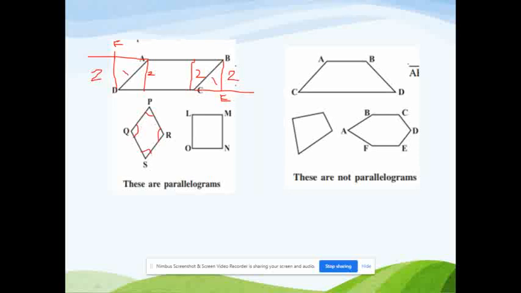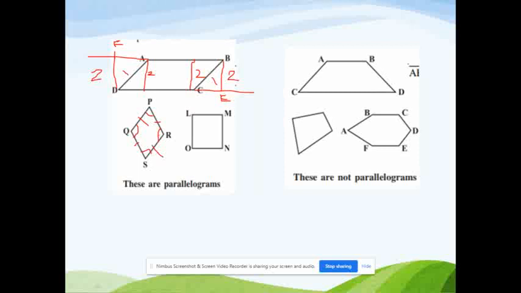In mathematics, in triangles, if two sides are equal, then the angles opposite them are equal. According to that condition, if these two sides are equal, their opposite angles are equal. PQ is equal to PR, so the opposite angles Q and R are equal. And if QS is equal to RS, the opposite angles S and P are equal.